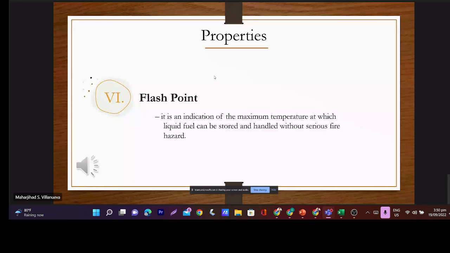Flash point. It is an indication of the maximum temperature at which liquid fuel can be stored and handled without serious fire hazard. The flash point is a general indication of the flammability or combustibility of a liquid. For a liquid hydrocarbon, it is the temperature to which it must be heated to emit sufficient flammable vapor to flash when brought into contact with a flame.